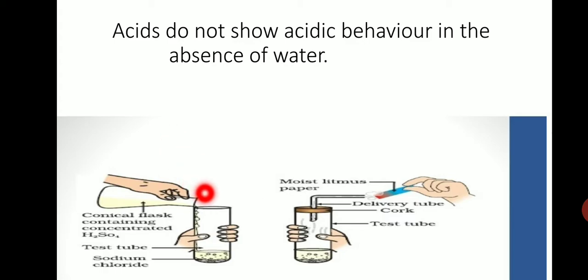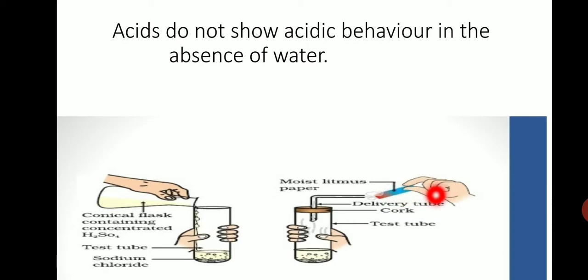For that you have to attach a delivery tube to the glass tube. We have to fix a delivery tube so that the gas will not escape, it will pass through this tube. And first what you have to do is bring a dry blue litmus paper.